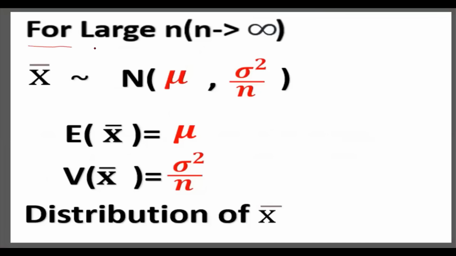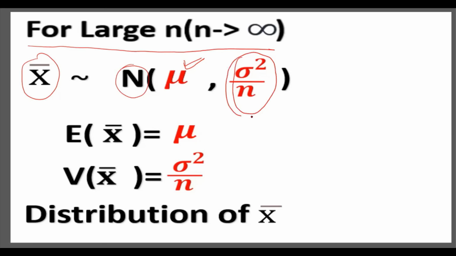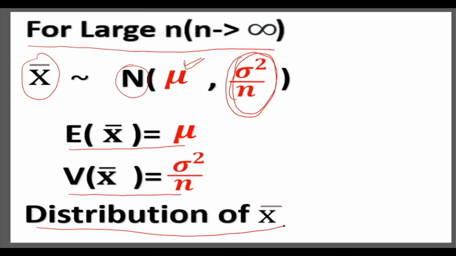So finally, for large n, when n tends to infinity, mathematically we write x bar follows a normal distribution with mean mu. This is what we verified today. And this one also quite important. We'll discuss about this in the next class. Expected value of x bar is mu, variance of x bar is sigma square by n, and distribution of x bar is also important, that is normal. So central limit theorem talks about three things.